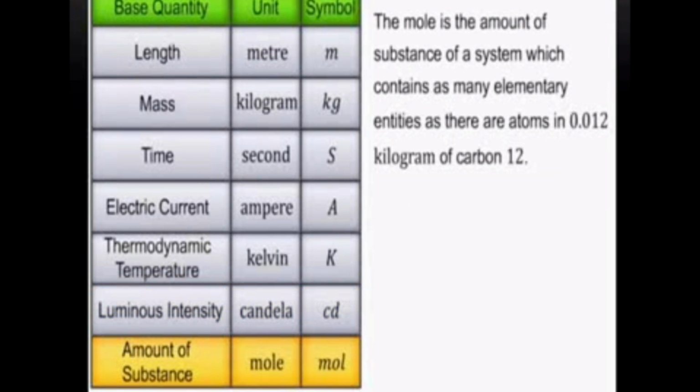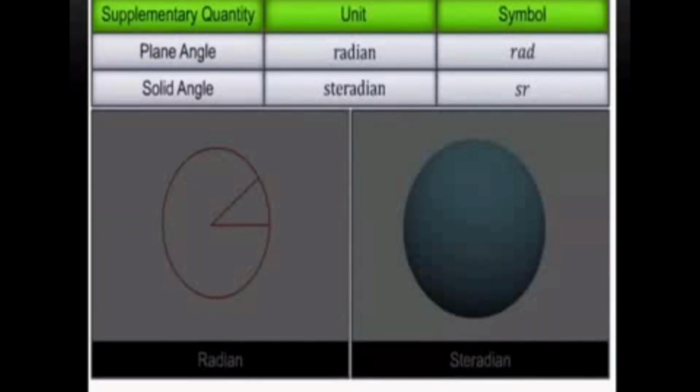The last one is amount of substance. The unit is the mole, denoted by mol. The mole is the amount of substance of a system which contains as many elementary entities as there are atoms in 0.012 kilogram of carbon-12. So in the carbon-12 atom, we take 1 by 12th of the carbon atom. That is equal to 1 mole.